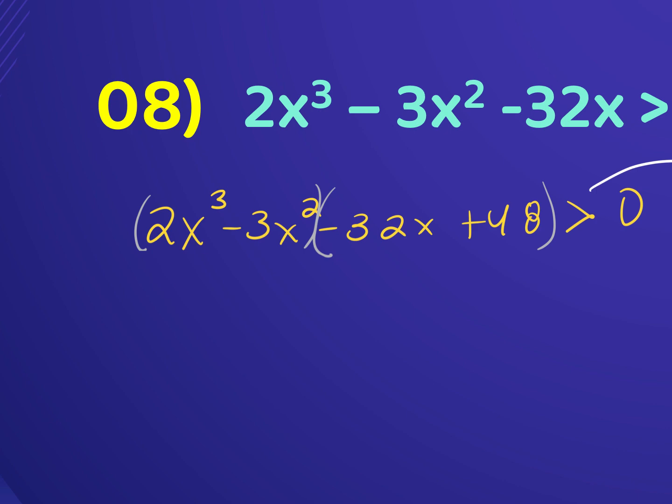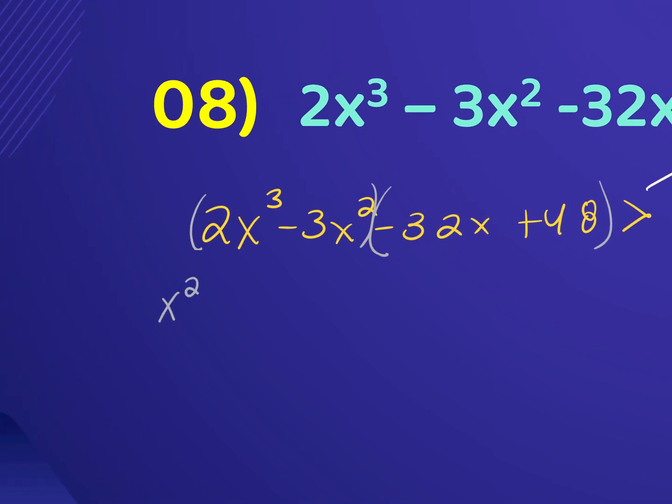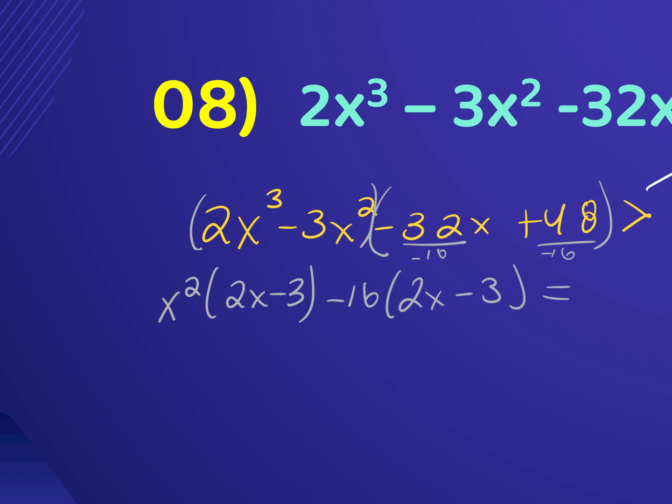No worries, no worries. All right, so what's the GCF of my first 2 terms? Okay, I'm going to take out an x squared, and I'm left with 2x minus 3. Perfect. What about the second 2? Remember, I want my second parenthesis to be 2x minus 3. Use that. If I take out a negative 16, if I divide this by negative 16 and this by negative 16, what's negative 32 divided by negative 16? So 2x. Then what's 48 divided by negative 16? Minus 3. Perfect. That's exactly what we wanted.